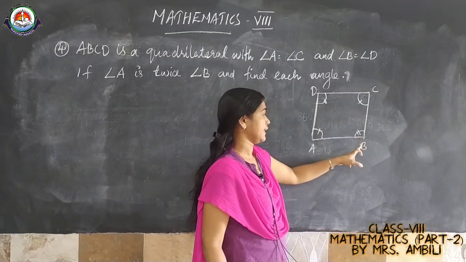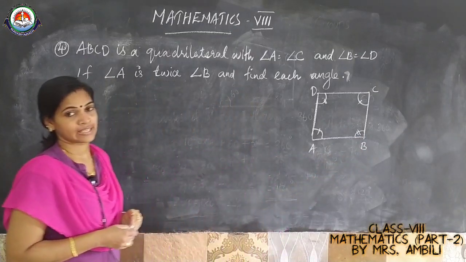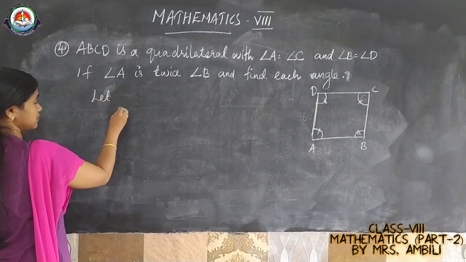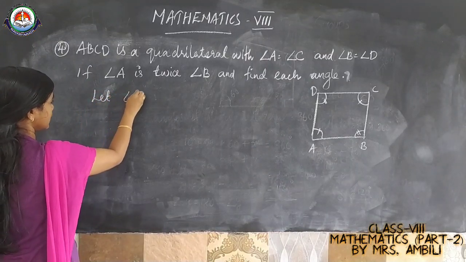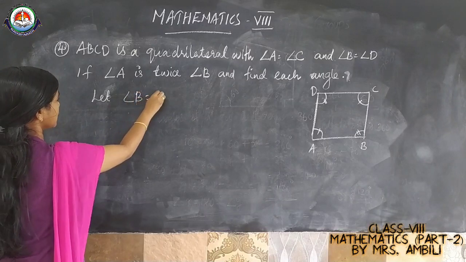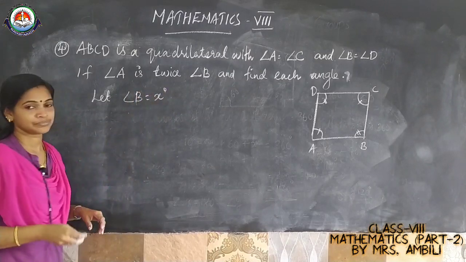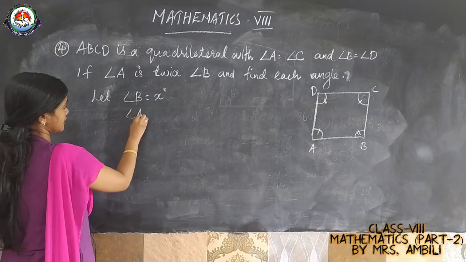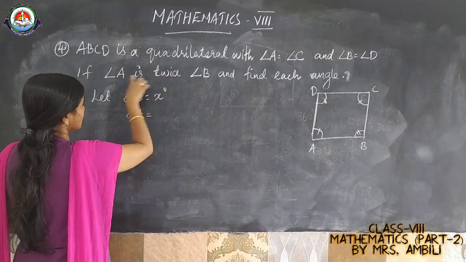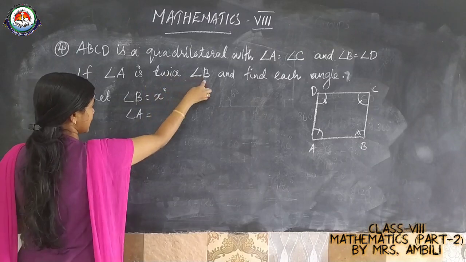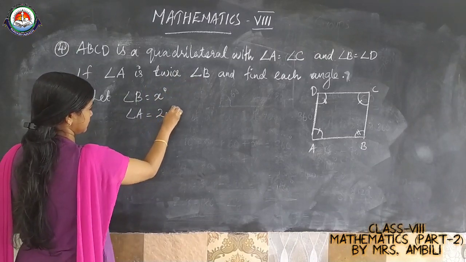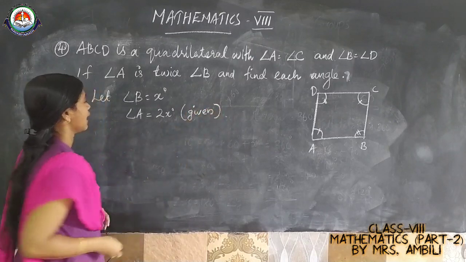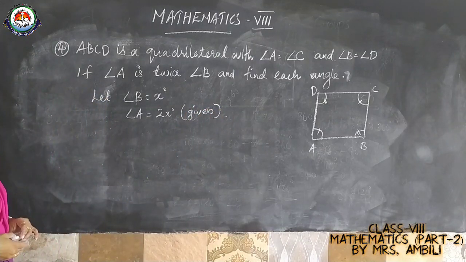So, we can take angle B as x degree. So, we can start, let angle B equal to x degree. If angle B equal to x degree means what is angle A? It is given, angle A is twice angle B. So, 2x degree it is given. Angle A equal to 2x degree.